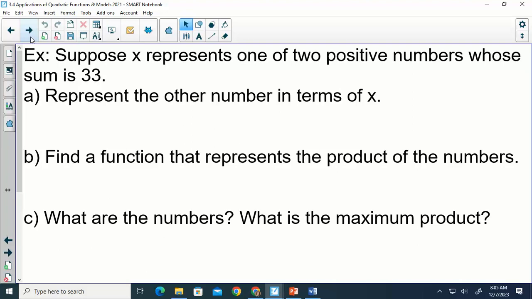X represents one of two positive numbers whose sum is 33. Part A: represent the other number in terms of x. Any ideas?